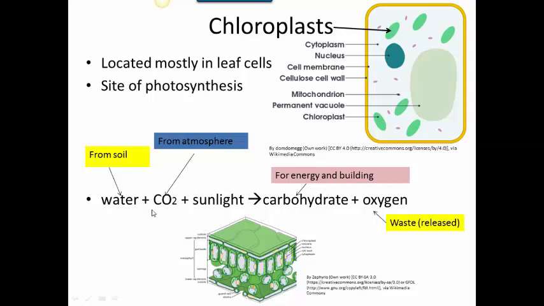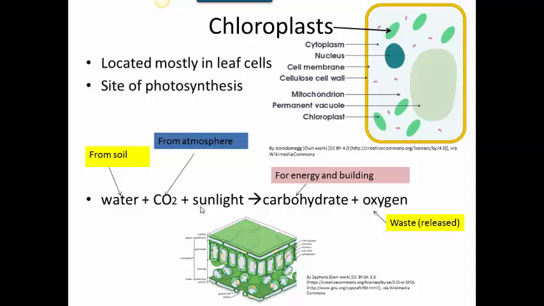So the water is going to come up from the roots, the carbon dioxide is going to come in through the pores in the leaf, and then the leaves are going to intercept sunlight as long as the sun is shining and the plant isn't being shaded by something. So those are the three things that the plant needs in order to conduct photosynthesis. They need water, they need CO2, and they need sunlight.